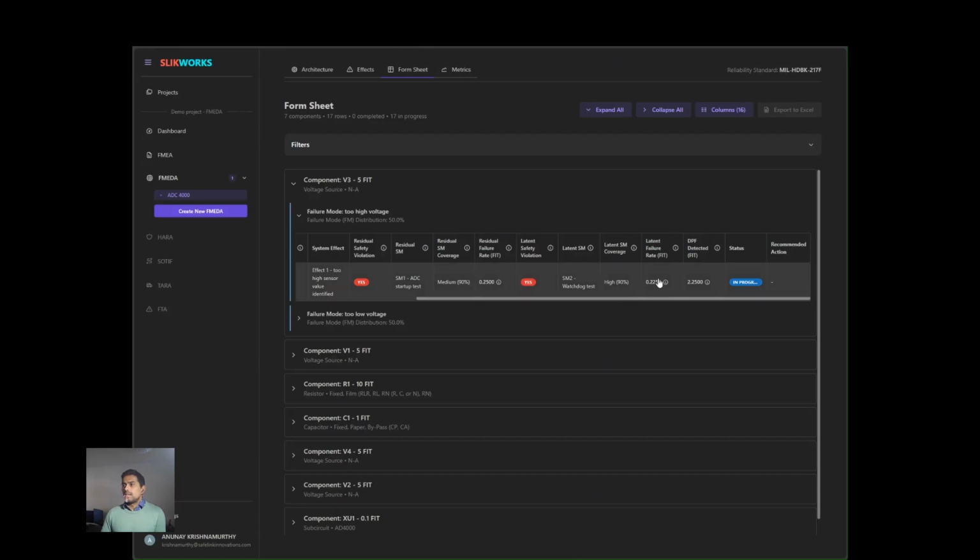Then the latent failure rate. As you can see from the formula here, the latent failure rate is the FIT times the distribution times the residual coverage times 1 minus latent coverage. If you click this button over here, it shows how this is being calculated, and this is how we end up with this value.